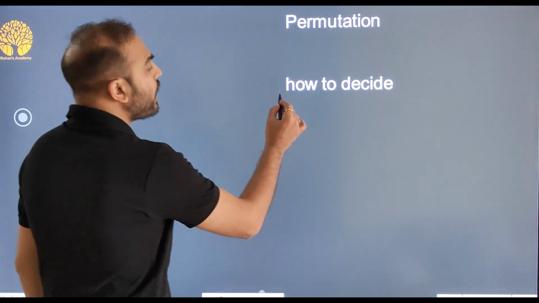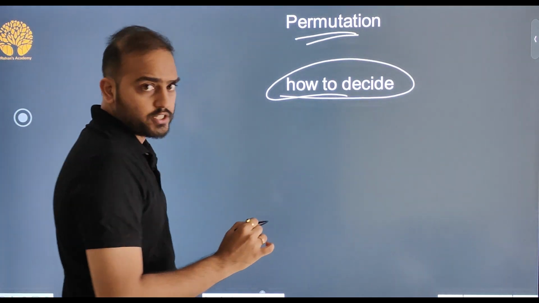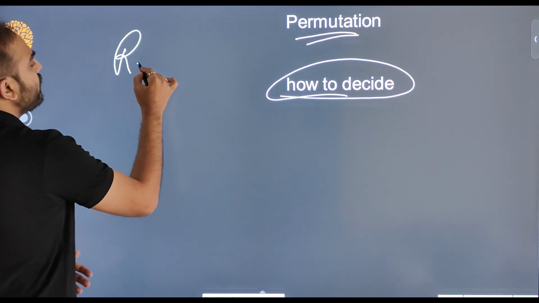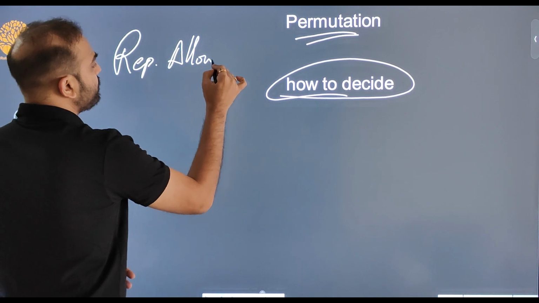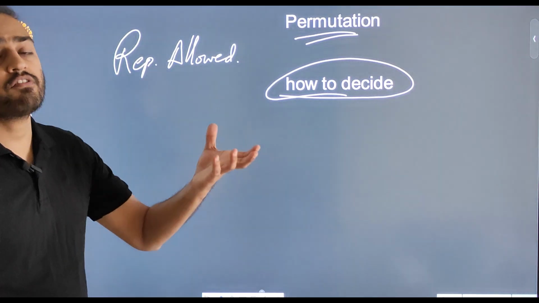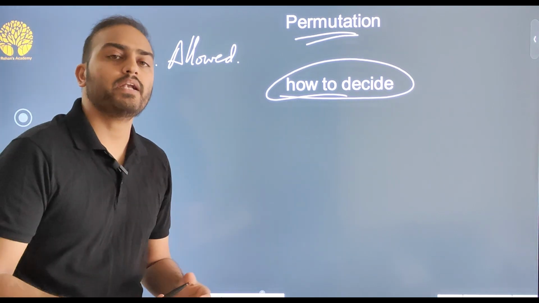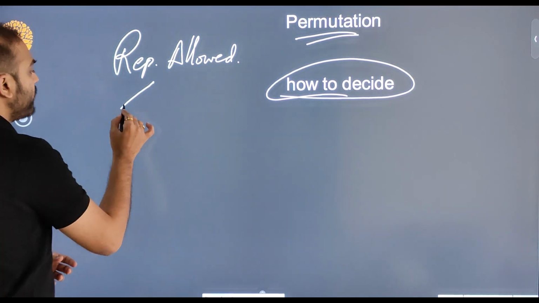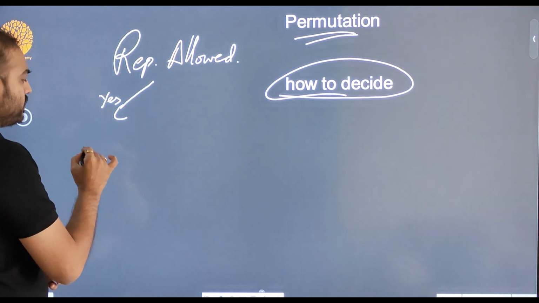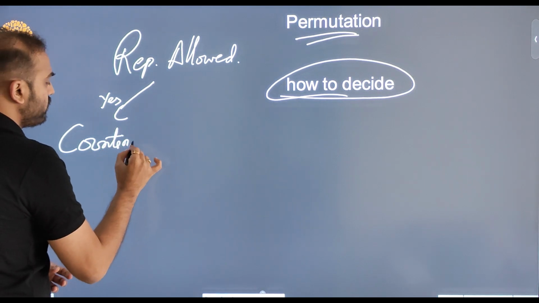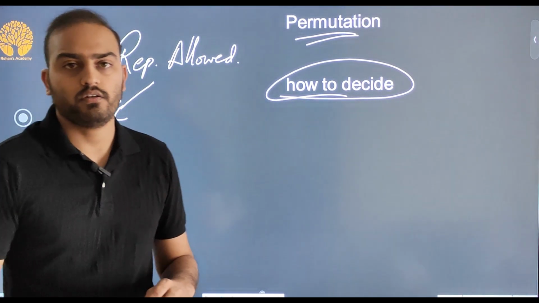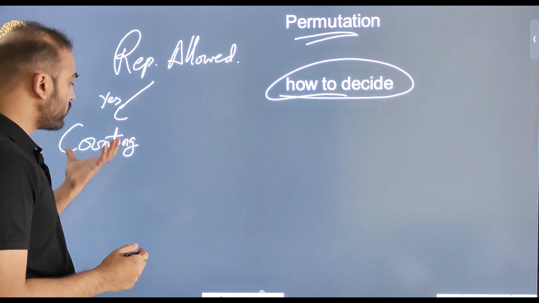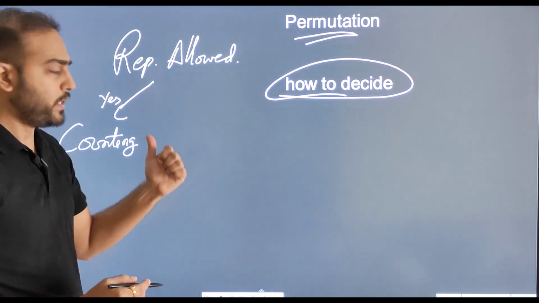Okay. So the question comes, how do I decide when to use permutation? Remember, the first thing you will do is read the question and ask yourself if repetition is allowed or not. What does repetition mean? That the same value can come again and again or not. If that is a yes, then we will use the concept of counting. Again, as I told you, we have covered counting in the previous video. So if you want to understand that, watch the video just before this one.